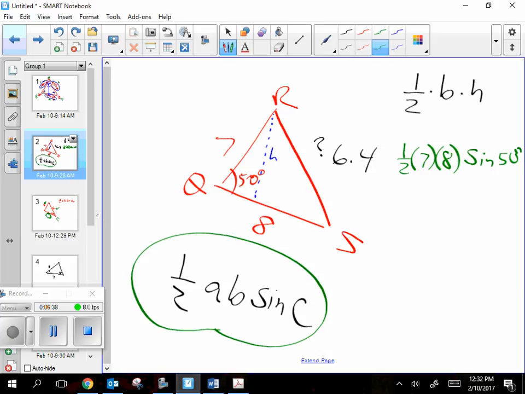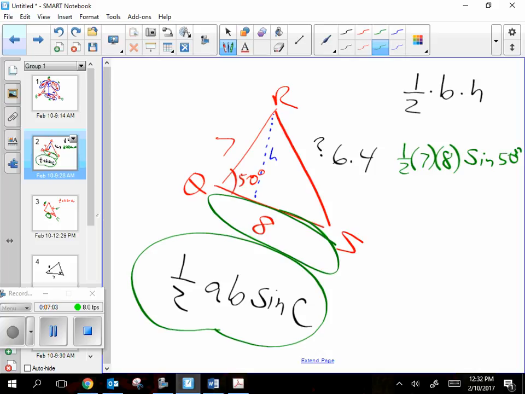So now here's the question. If I wanted to, I could have figured out that blue height there and then just done it the old-fashioned way, 1/2 base times height. Get what I'm saying? I just need to find the height, and then I've got the base. If I had the height, I would be able to do that. So let me show you what happens if I do that.